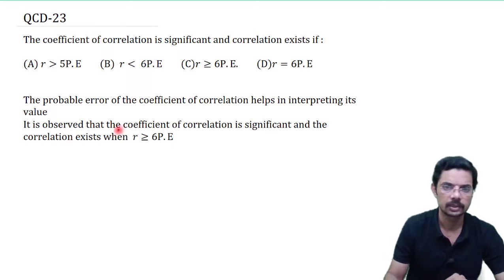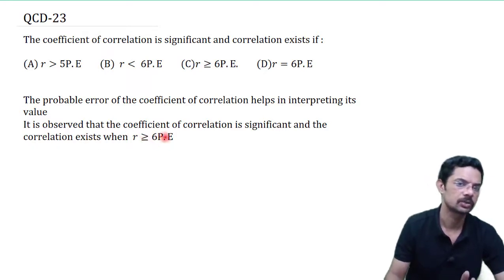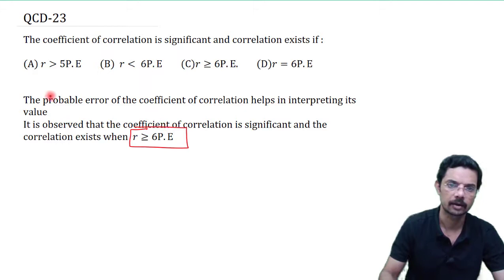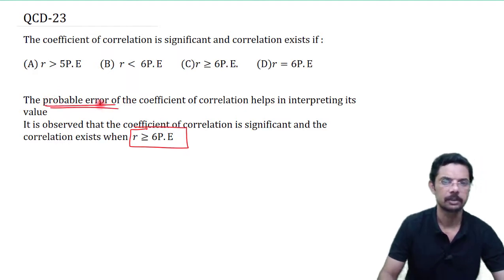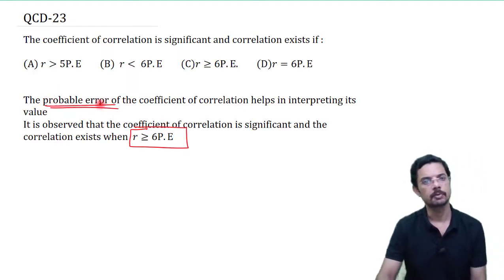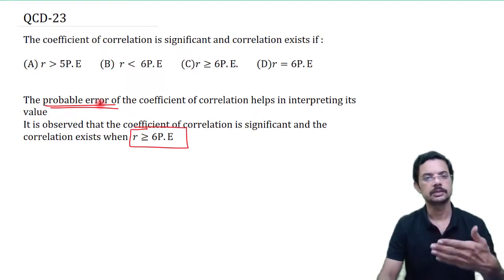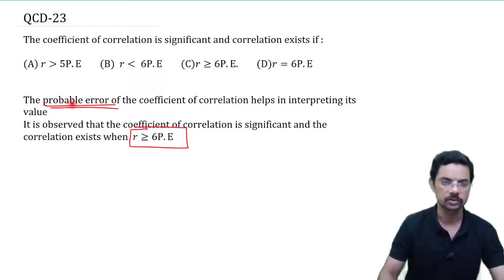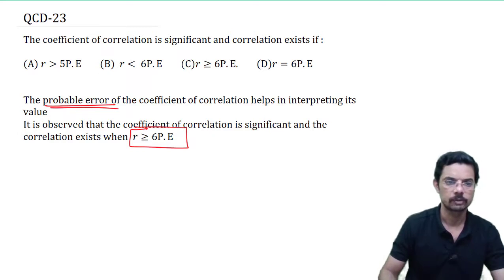So it is observed that the coefficient of correlation is significant and the correlation exists only when r is greater than or equal to 6 into PE. We have not discussed this in our previous theory part. So therefore, this question should be noted down as a property that r is greater than or equal to 6 into probable error. PE means probable error. How to calculate probable error and all these things we shall understand while the questions come across.